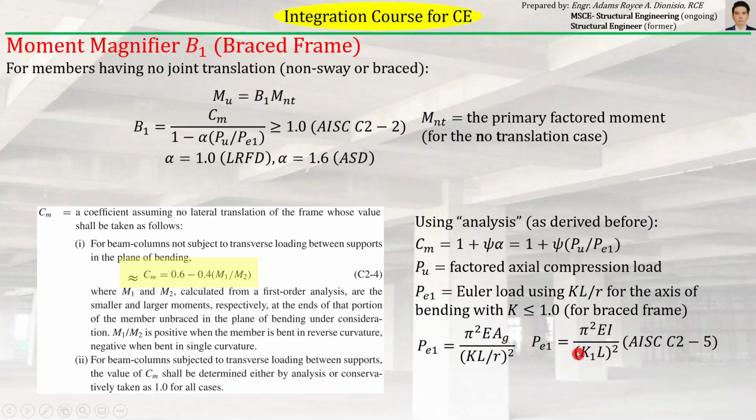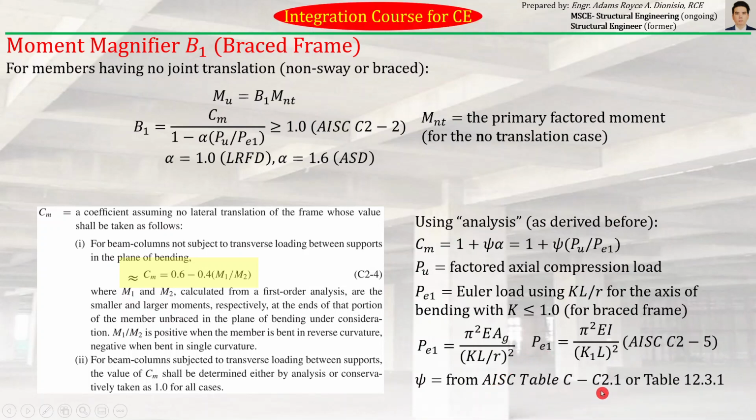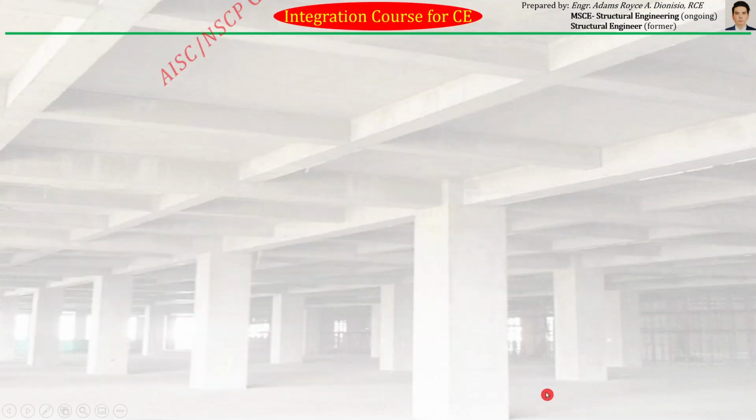So pares lang yung formula na yan. Ang nangyari lang, yung Ag natin tsaka r pinagsama para makabuo ng moment of inertia. Since we know that I, moment of inertia is just equal to Ag r squared. Okay. And then yung psi can be found sa table C2.1. Okay.